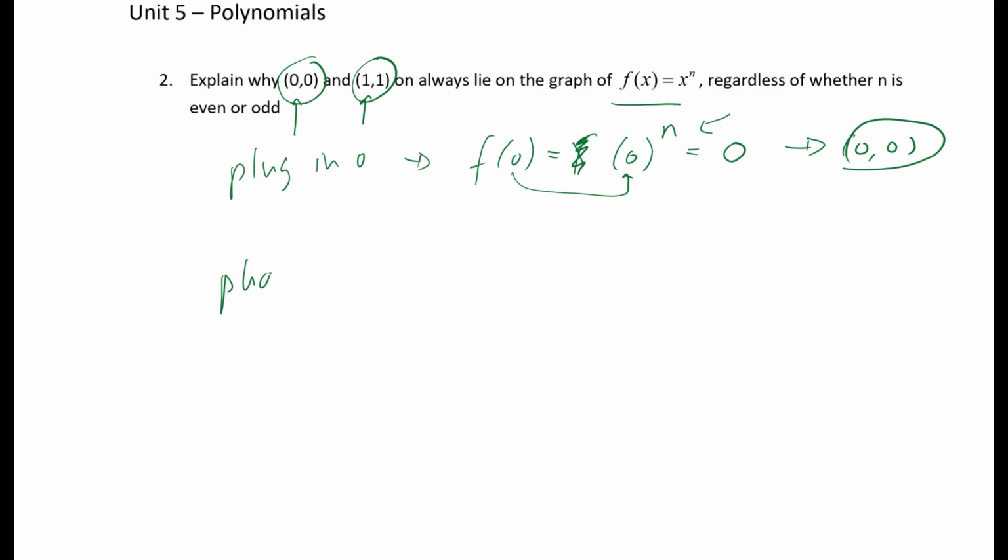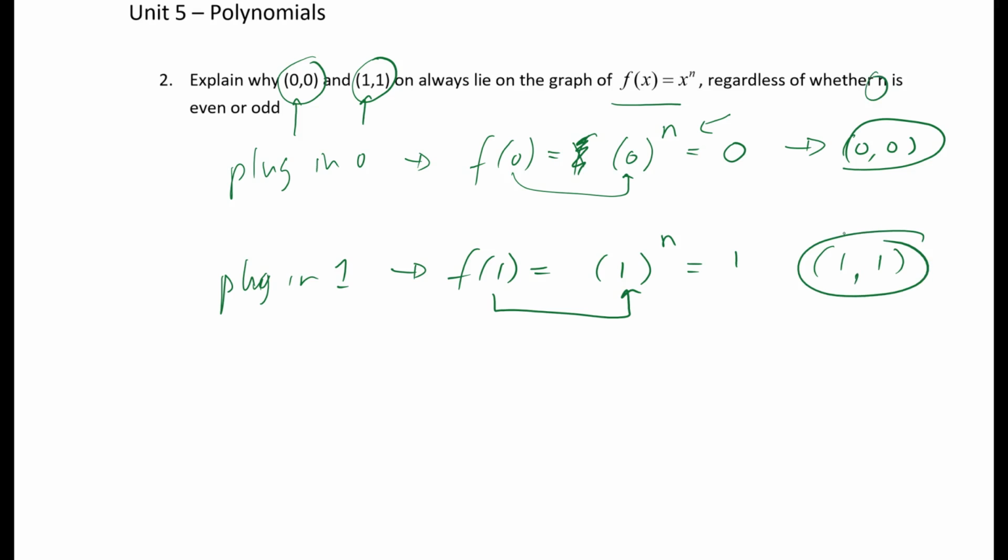And now we do the same thing here. Plug 1 into the function. So f of 1 is 1 to the n. Here we're going to take that 1 and stick it into our function definition, 1 to the n. Same thing here. If I take 1 and multiply it by itself as many times as I want, I'm always going to get 1. And so therefore (1, 1) appears on all these graphs no matter what n is.